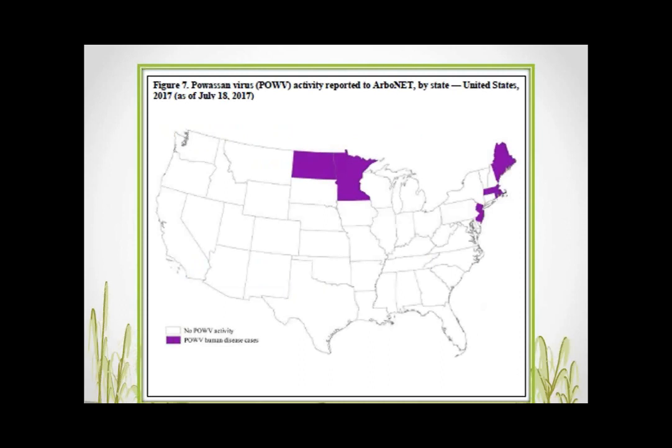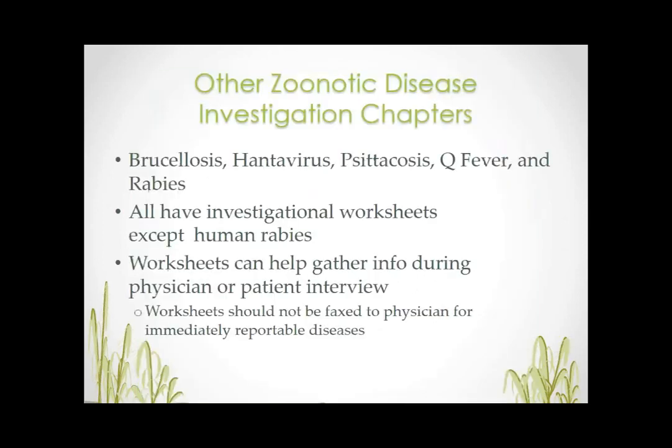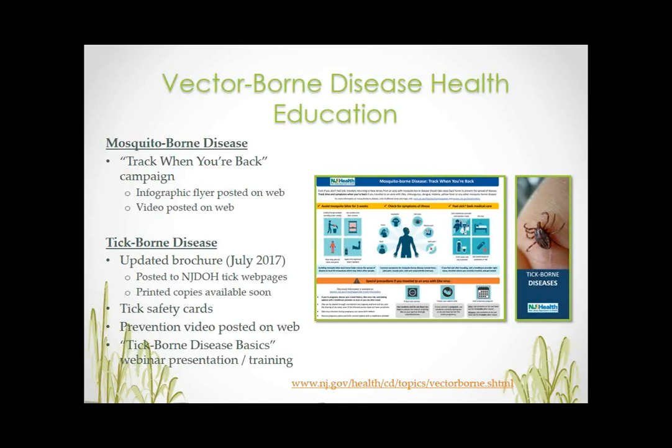And this map is showing provisional Powassan case counts for 2017. 10 cases have been reported to date, all neuroinvasive, with 1 death in Rhode Island. And there was 1 case reported in New Jersey from Sussex County. We still have pending lab results for several individuals being tested. I'm going to skip that slide.